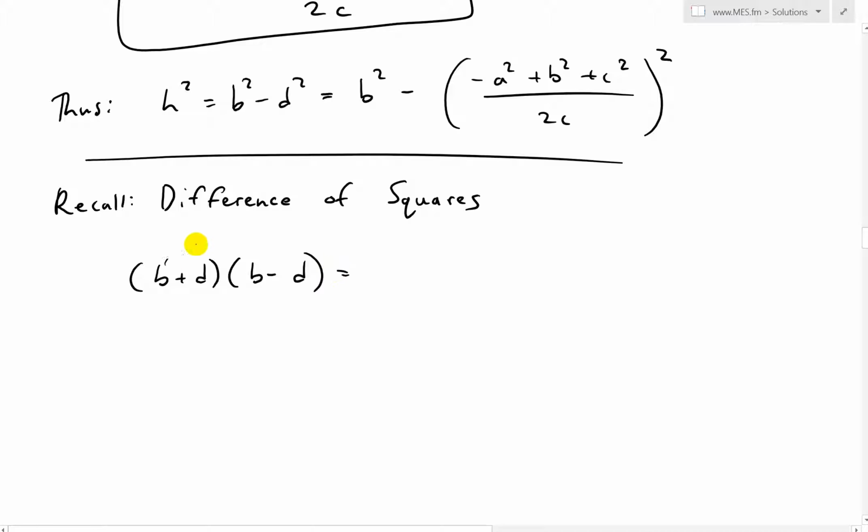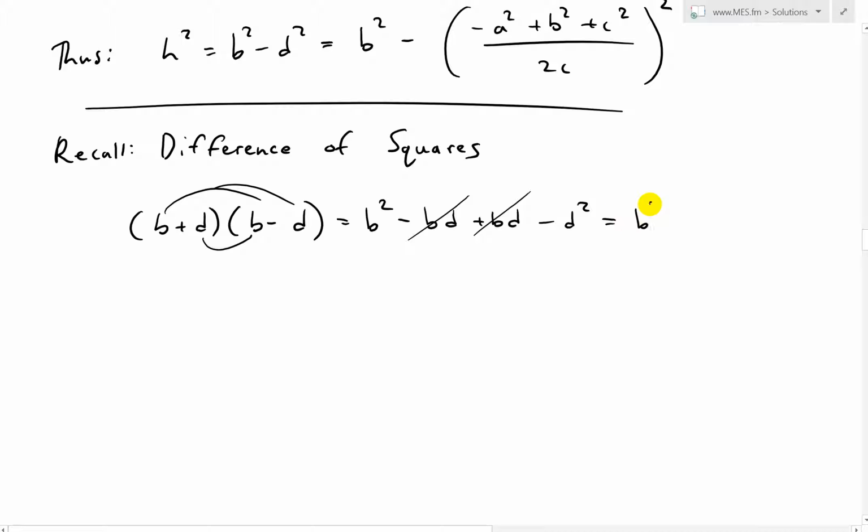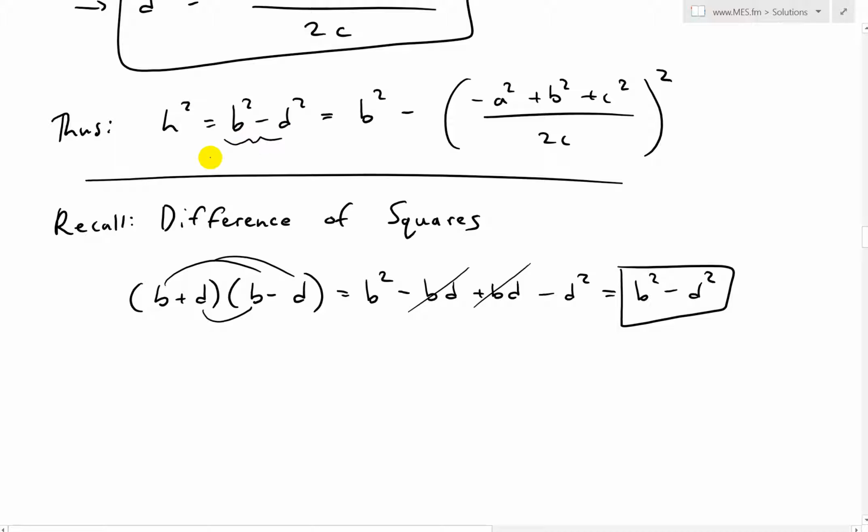If we multiply this times this, it is b squared, and then this times here is going to be negative bd, and likewise this times this is going to be positive bd, so plus bd, and then over here d times negative d is going to be negative d squared. In other words, this cancels when we have a difference of squares, which is when you have this kind of multiplication. So this cancels, so we get b squared minus d squared. So in other words, this right here equals b plus d times b minus d, like that.